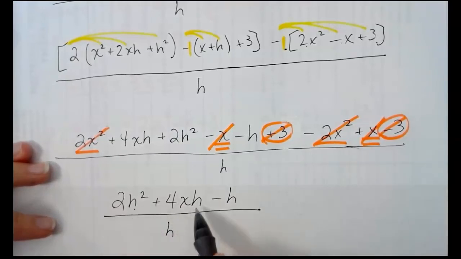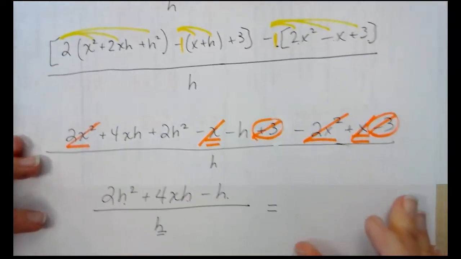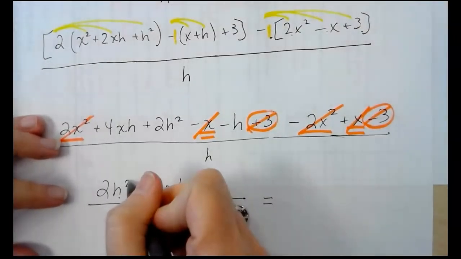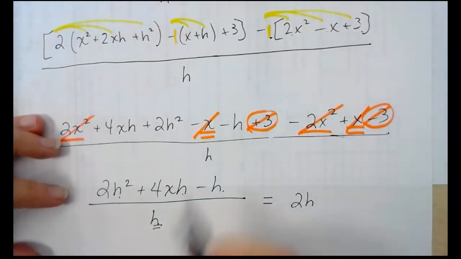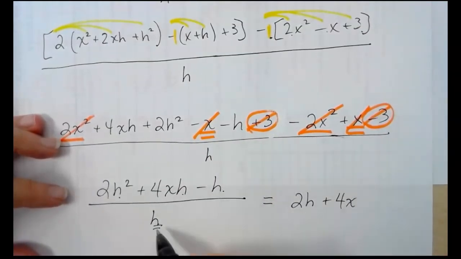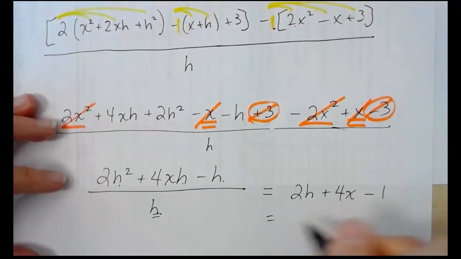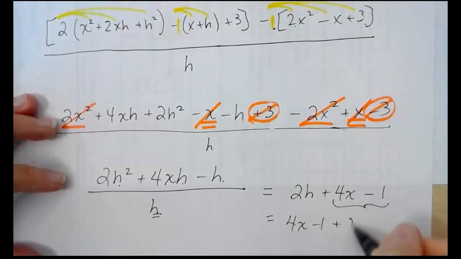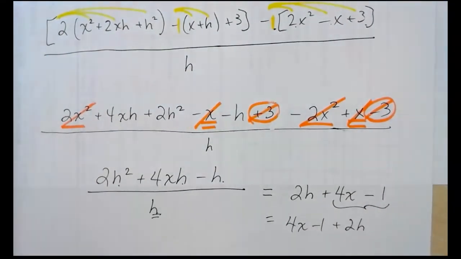So we've got the common factor of h all the way through, and it's going to reduce by 1 power of h. And for this final simplified difference quotient, the h cancels with 1 power there, leaving 2h. That h cancels with that h, leaving 4x. Negative h over h is a negative 1. So that is an answer. We could also say, if we wanted to put this linear part first, 4x minus 1 plus the 2h, that is the simplified difference quotient.